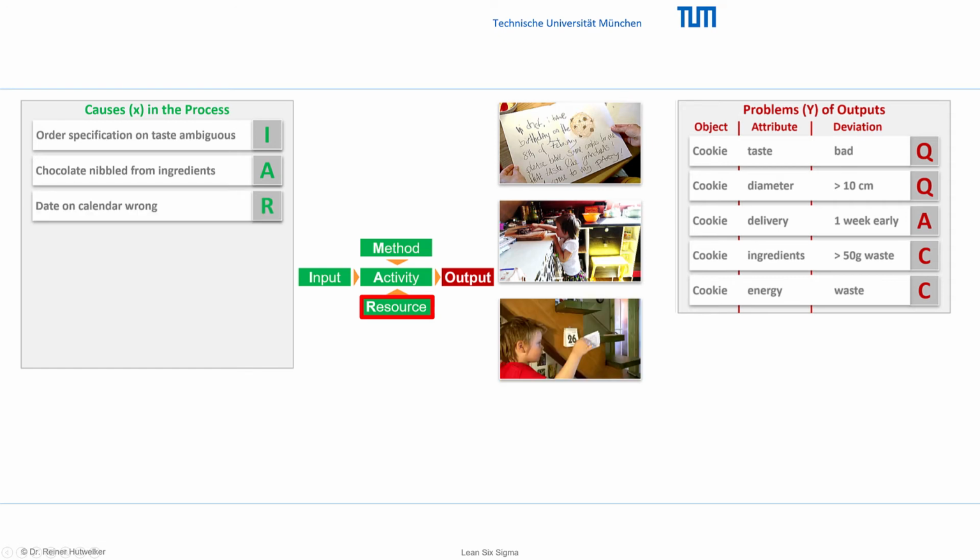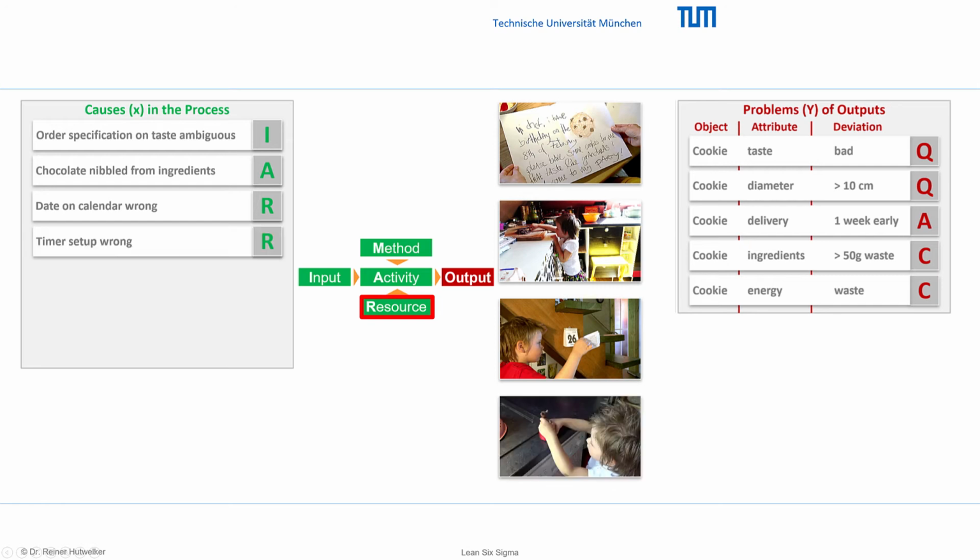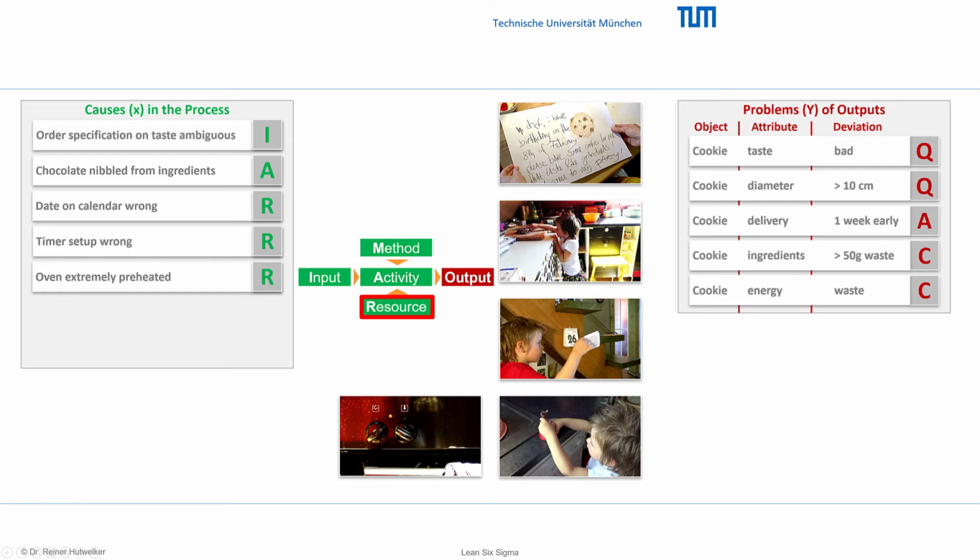Although we could observe her manipulating the calendar, its wrong date displayed finally triggered the process and led to the problem cookie delivery 1 week early. This also applies to the manipulated timer setup and the extremely preheated oven. Their influences trigger or amplify the problems cookie taste bad and cookie energy waste. Only if we have discovered the last negative influence in the causal chain, we should start looking for intermediate causes down to the root causes.